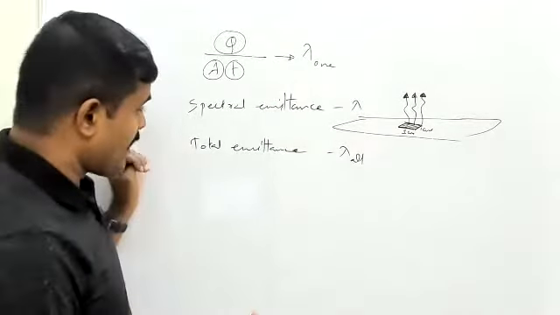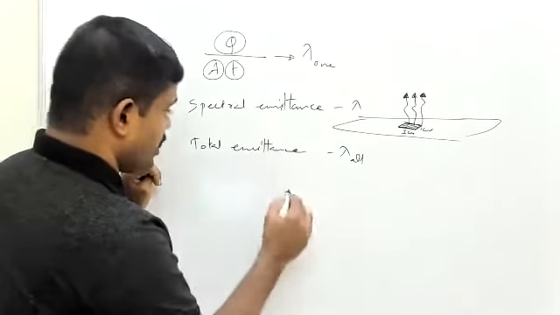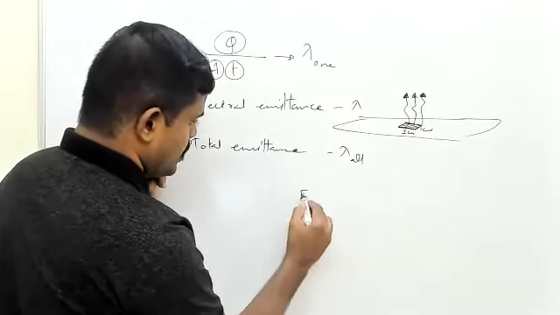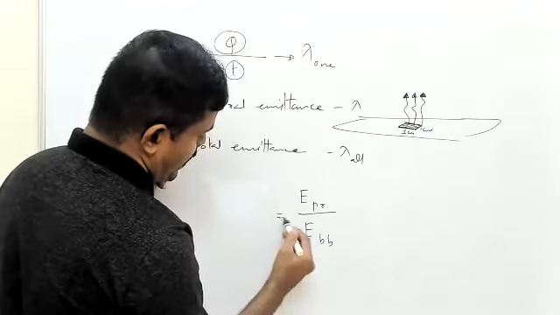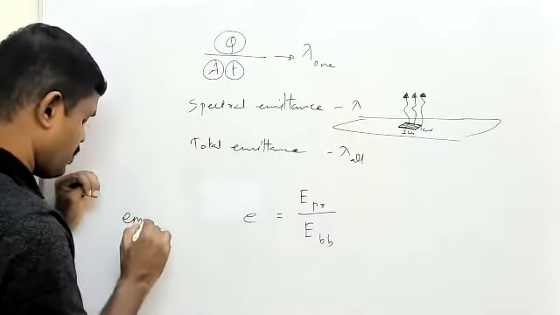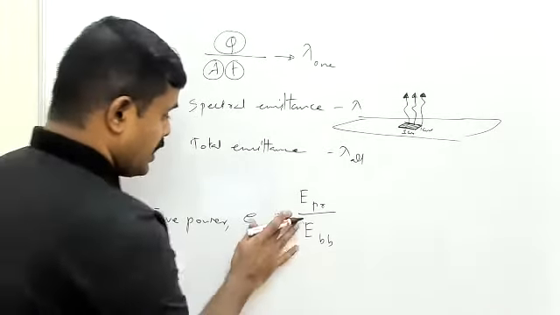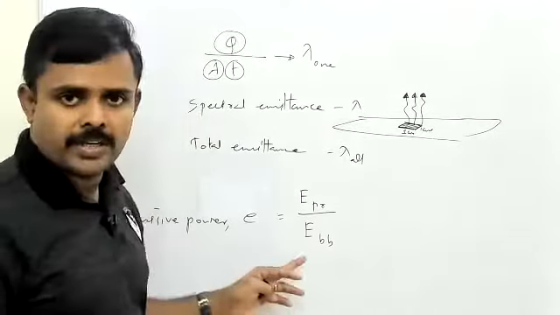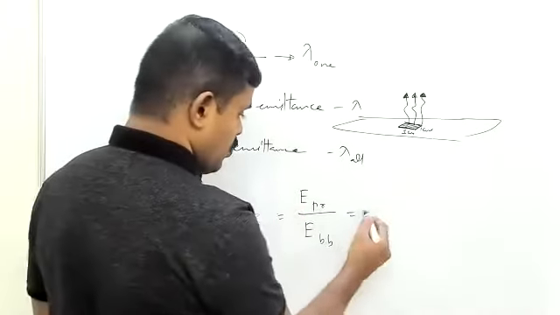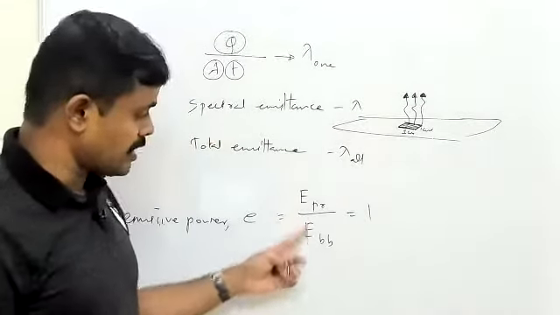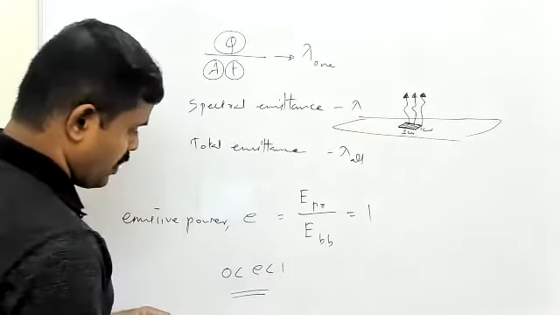And if you take the total emittance of a practical body, real body, to total emittance of a black body, perfectly black body, that is called emissive power for the body. So what is emissive power? It is E practical divided by E black body. For a perfectly black body, E practical is same as E black body, which would mean it is equal to 1. And emissivity is actually between 0 and 1.